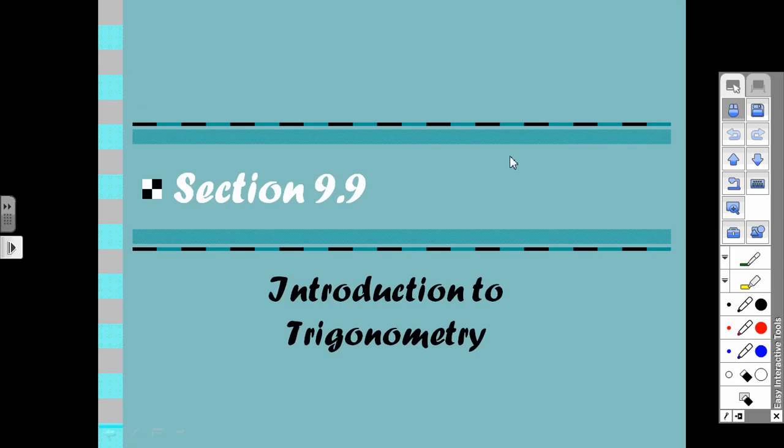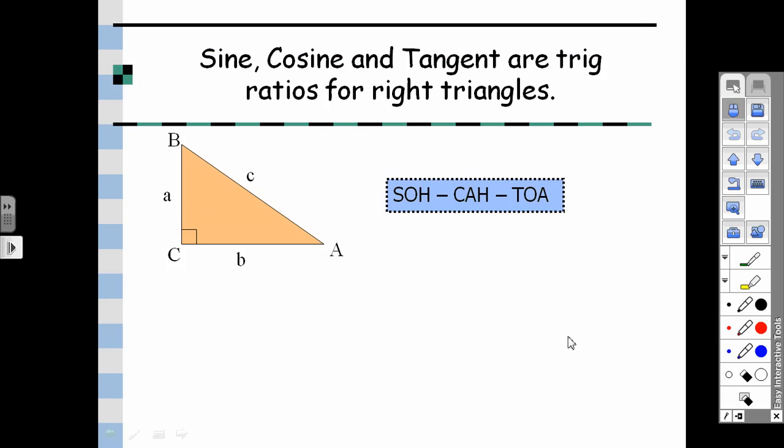Hello, folks. Okay, we are going to be talking about section 9.9, which is our first introduction to trigonometry. And for some of you, I know you already have been introduced to this, but I just want everybody to be on the same level here so we all know what we're talking about before we move into the more difficult stuff. Okay, so let's just define what sine, cosine, and tangent are.